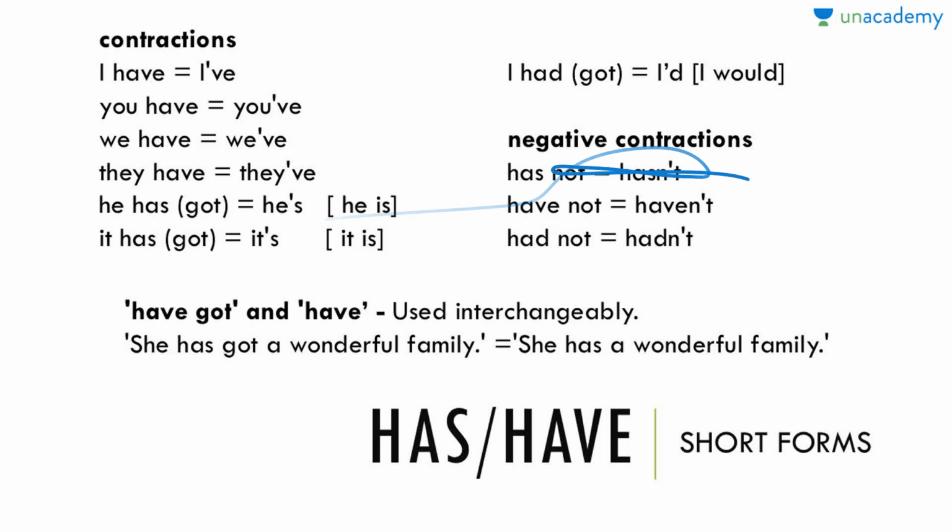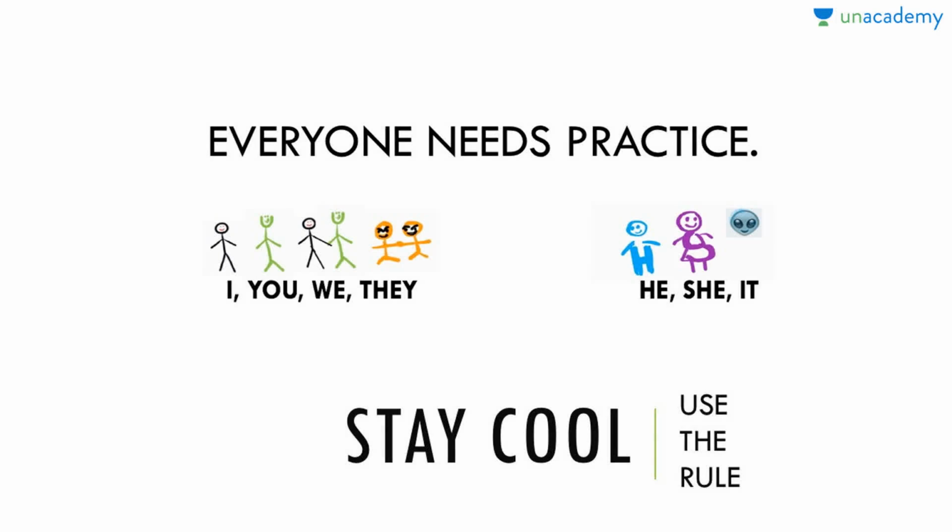And here we have some negative contractions as well. And then have got and have can be used interchangeably. For example, she has got a wonderful family is the same thing as she has a wonderful family.